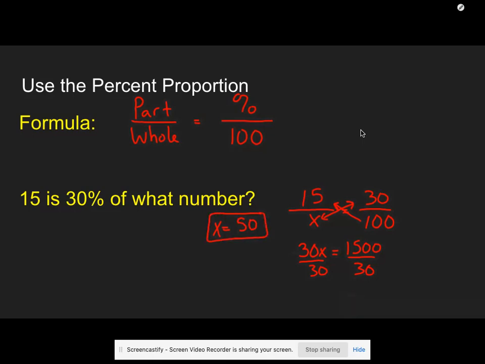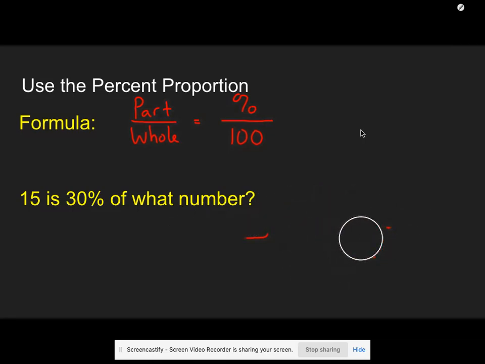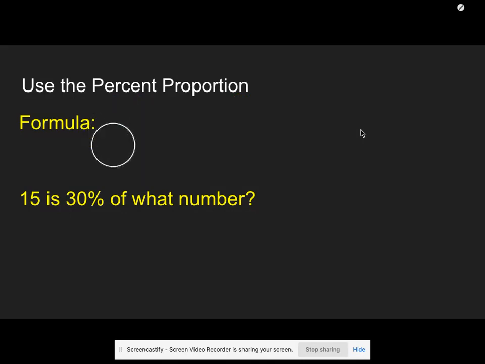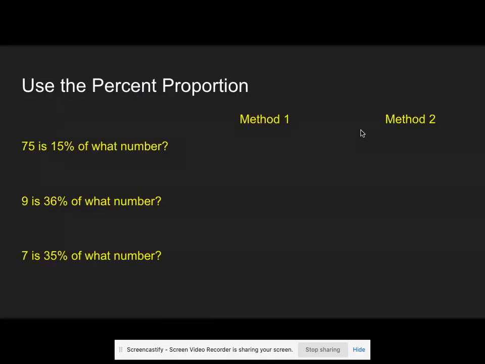And so today on your assignment, you're going to be able to use whichever method you want. So when I say method 1, I mean where we're either multiplying or dividing to make the equivalent ratio, or method number 2 is where you're going to cross multiply and divide.